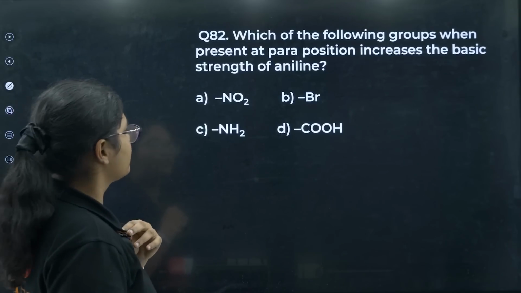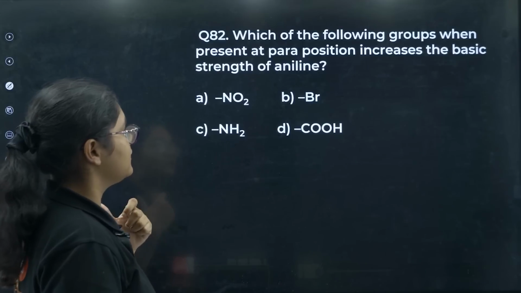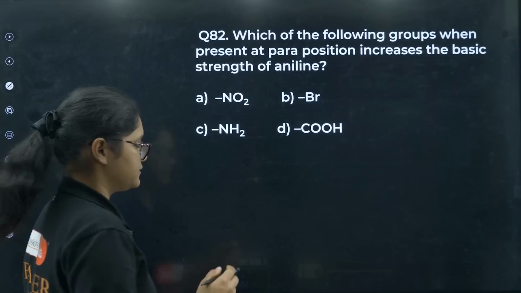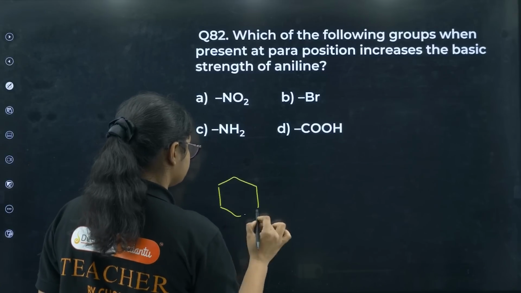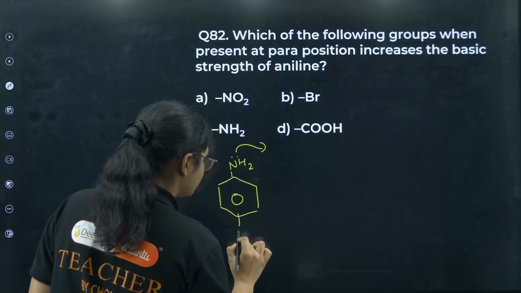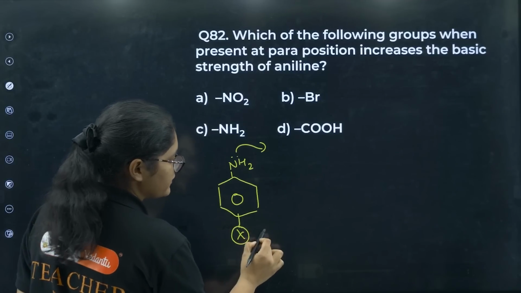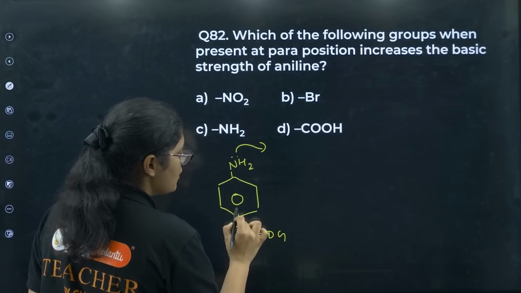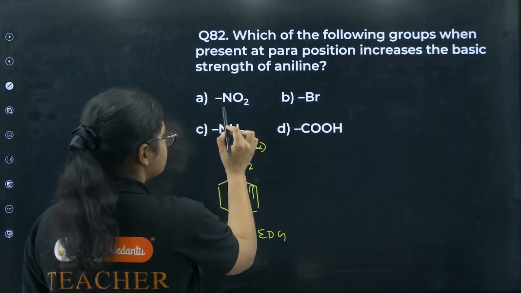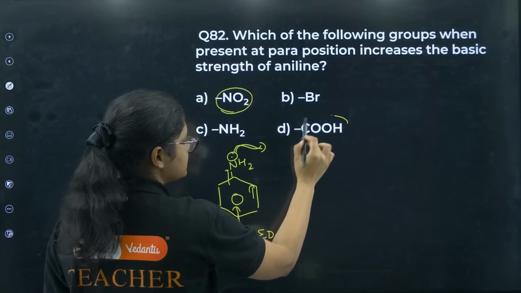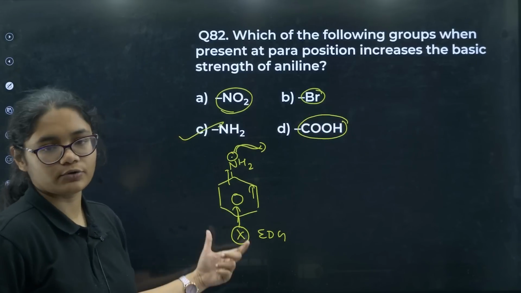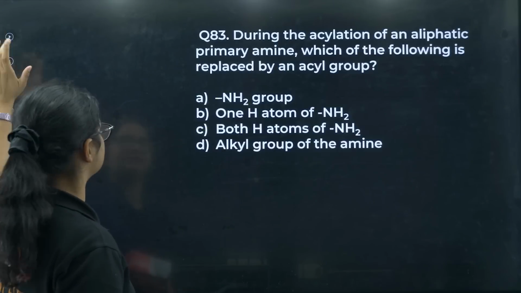Next, which of the following groups when present at para position increases the basic strength of aniline? To increase the basic strength, aniline has to donate electrons. So at this para position, there should be one electron donating group which can increase the electron density, and here the electron can be donated. This is a withdrawing group, having minus I effect. NH2 is a proper electron donating group, so this can increase the basicity.